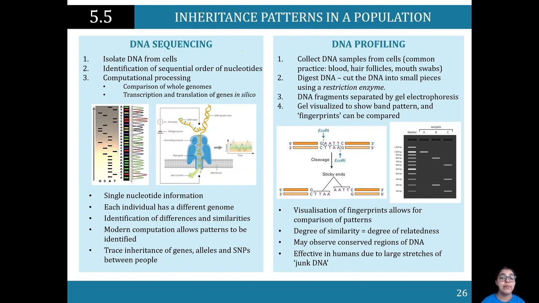Wonderful. And then we've got DNA profiling. So DNA profiling, probably you might be familiar with it in one capacity or another. Definitely if you watch crime shows and thrillers, that's where you would have seen DNA profiling a lot. So this is where we collect samples from individuals. Common practice, for example, includes collecting blood, hair follicles, or mouth swabs. We digest that DNA. So basically, once we get that, we're going to cut up the DNA into small pieces using what we call a restriction enzyme, and that restriction enzyme will cut DNA in specific places where we want it to cut.